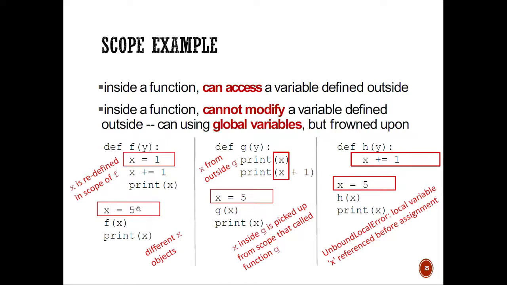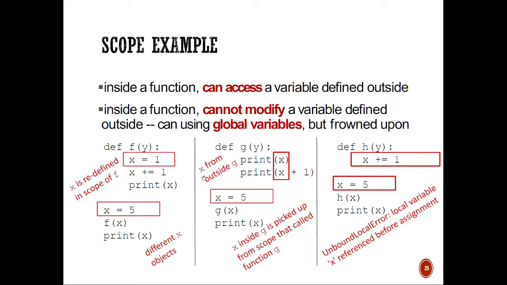So for example here, if we define f of y, and then we say that x equals 1, x is redefined within the scope of f. And then we increment x by 1 and we print it out. And here within the global scope, we specify x equals 5, and then f of x, and we print x. These correspond to different x objects.